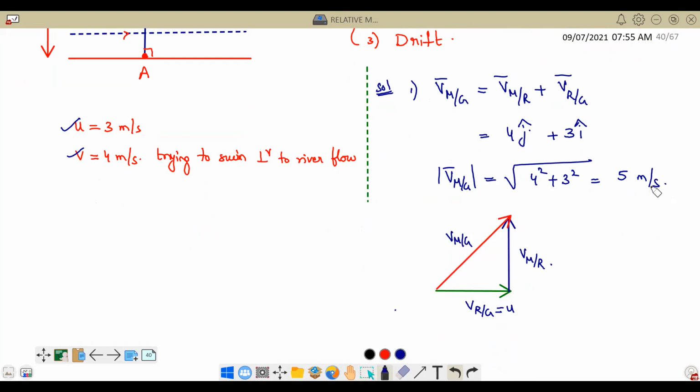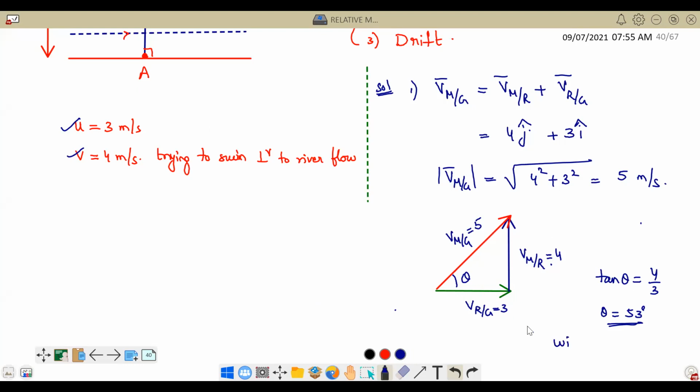So now this is the magnitude of 5 meters per second. This is velocity of man with respect to river, which is 4. This is equal to 3. So now you got a right angle triangle, correct? Now what is the angle here? Tan theta is equal to 4 by 3, which implies theta is 53 degrees. So finally he will move at an angle of 53 degrees with the river flow.